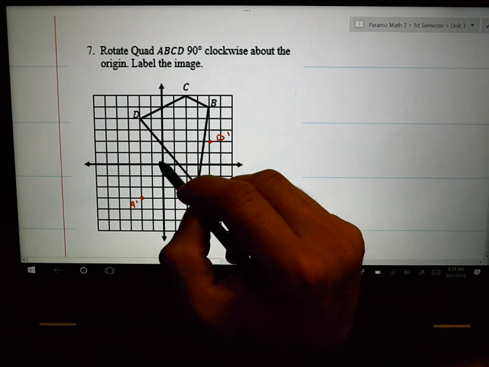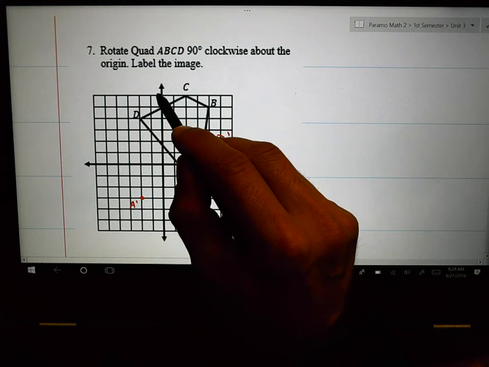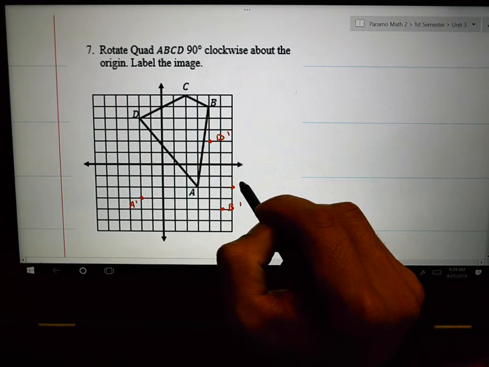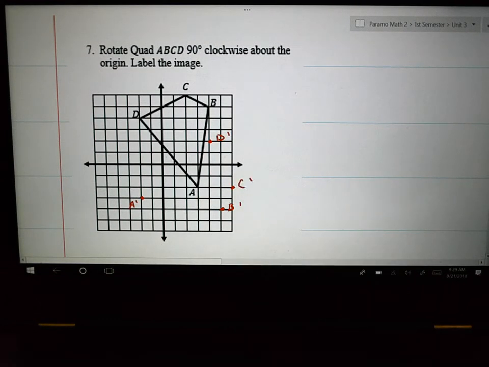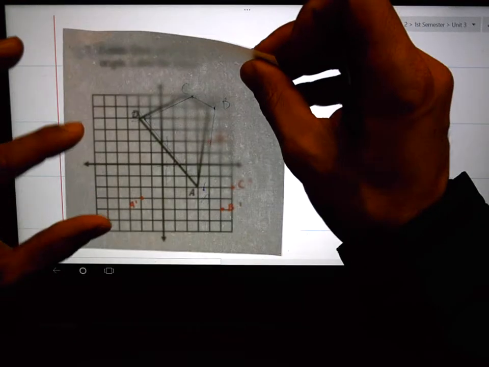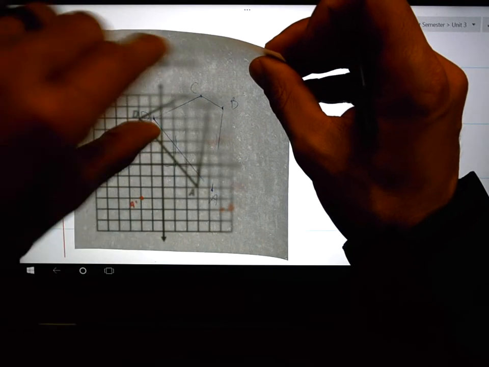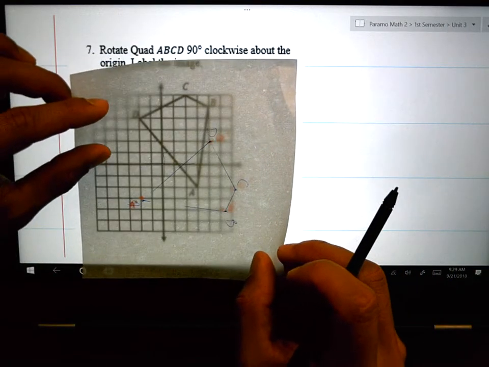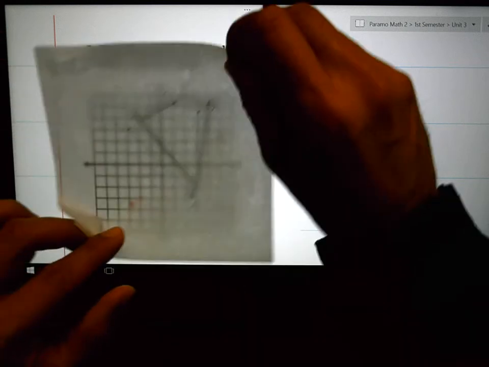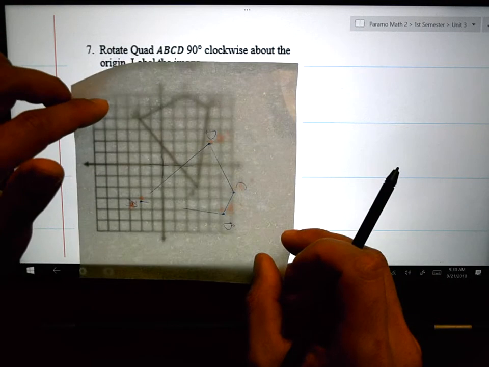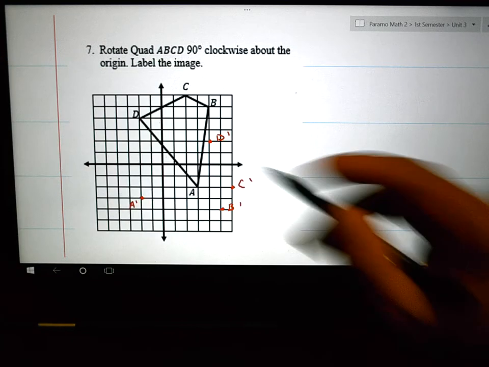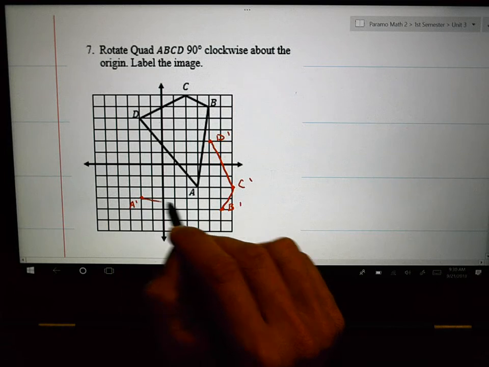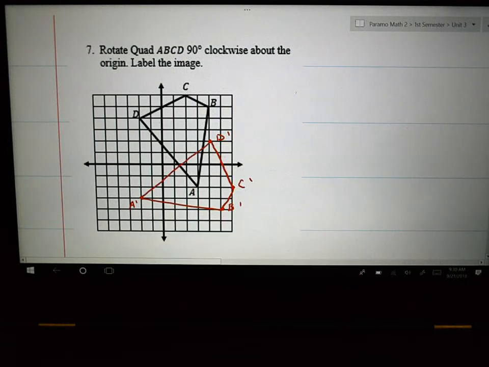Lastly, C: 1, 2, 3, 4, 5, 6 over 2. This is the way that I do it without patty paper. I count and then move what I counted to the right by 90 degrees. You're welcome. And if I do this right, then what you'll see is that that's the same exact thing as the rotation by 90 degrees. All I have to do now is connect my image.